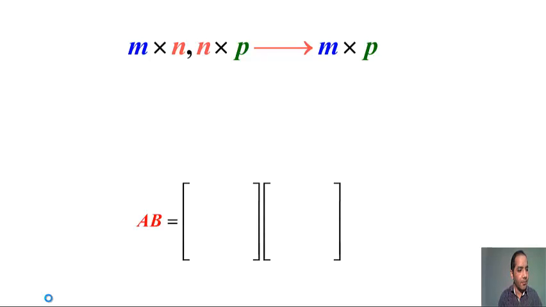To multiply A and B, each row of A is multiplied by all columns of B. For example, A and B are two matrices, then AB is calculated in this way.